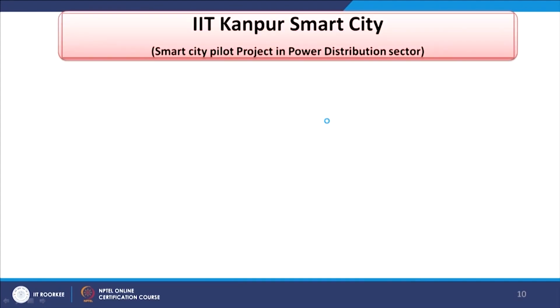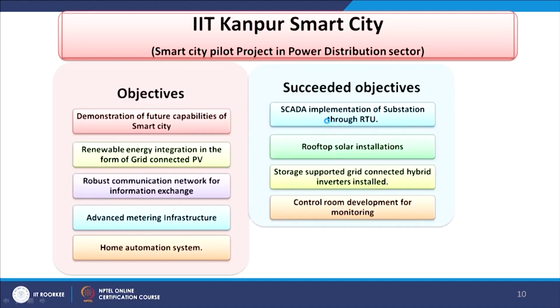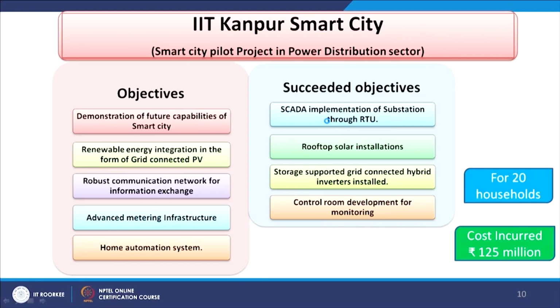Then IIT Kanpur also initiated a smart grid project under smart city. So they have tried SCADA implementation of substation through RTUs, rooftop solar installations, storage supported grid connected hybrid inverters and control room development for monitoring. So they have taken 20 households and tried to execute a kind of smart grid concept that can be extended so that energy efficiency can be achieved.